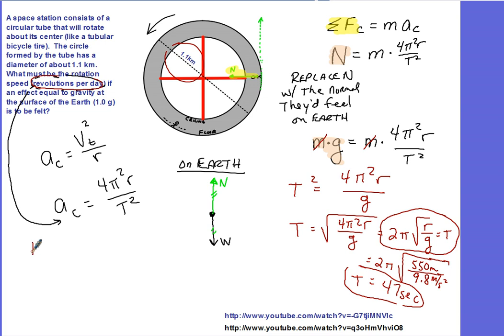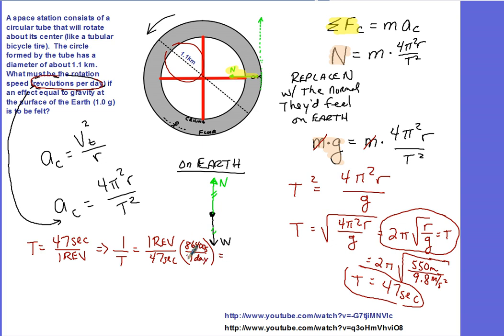t is 47 seconds to complete one revolution. Let me take that as 1 over the period. That would be 1 revolution for every 47 seconds. Now, this might be easier to see how we're going to convert that into revolutions per day. I know that there's 86,400 seconds in 1 day, and so I can just use that as a conversion factor.